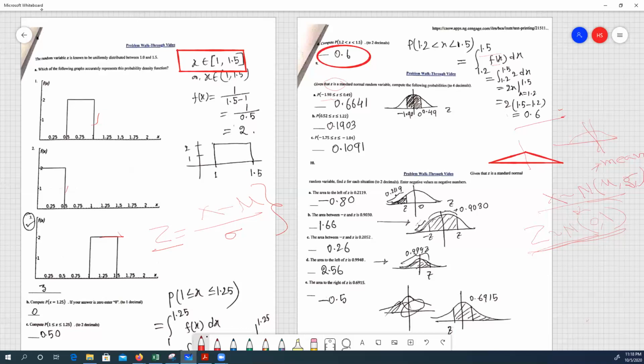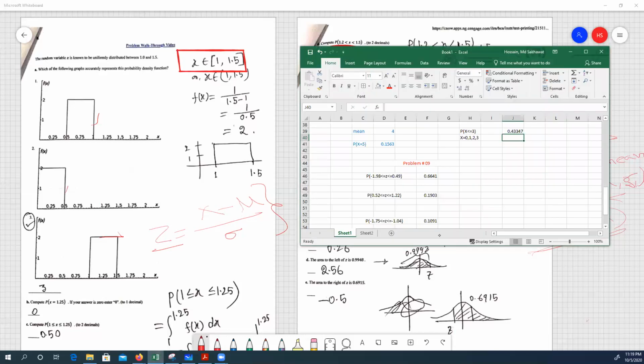First, you need to find the probability between 1.98 and 0.49. One way is you can look at the Z table, but I will show you how to find this probability using the Excel sheet. So here this is the probability we are looking for. To find it, you have to use the norm.dist function, the normal distribution function. The first argument is the value of the upper limit.